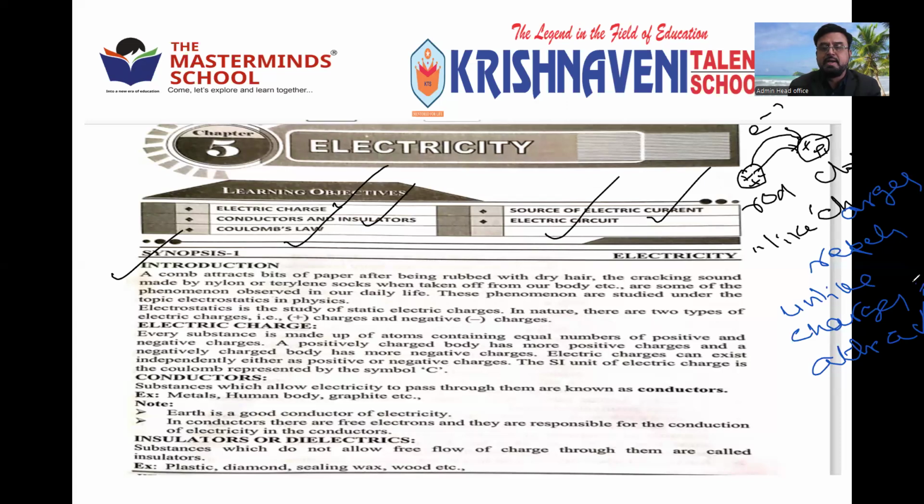This observation is also called the law of electricity. So charge is nothing but this one. The body which is donating electrons will get the positive charge. The body which is accepting electrons will get the negative charge. That's all. Only 2 charges are there.